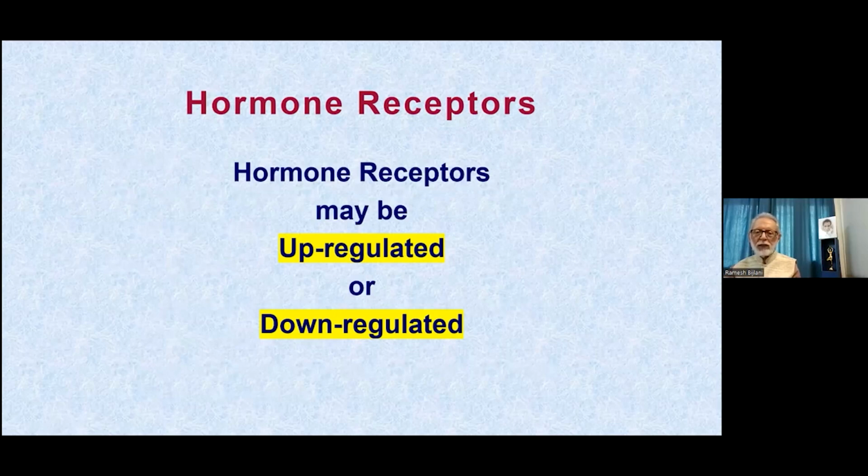The number of receptors in the target organ, if it increases, that would be upregulation. And now, because the number of receptors has increased, the hormone level remaining the same, the action of the hormone on the target organ is more. And on the other hand, if the receptors are downregulated, their number goes down, the level of the hormone remaining the same, now the effect of the hormone on the target organ is less, which means that the organ has become less sensitive to the hormone.